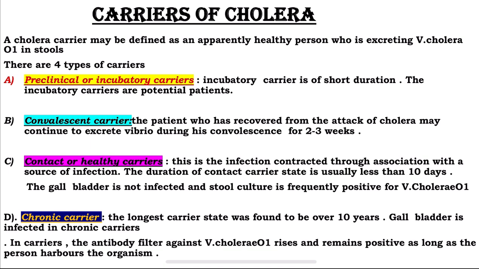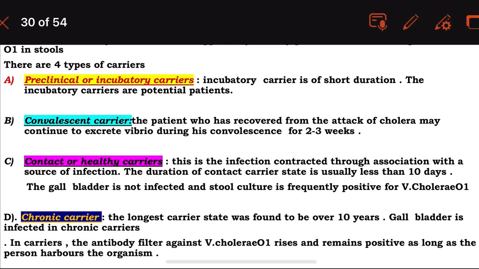We move further to the chronic carriers. The longest carrier state was found to be over 10 years. The gallbladder is infected in chronic carriers. So what happens? The gallbladder gets infected in cases of chronic carriers, whereas in the contact carriers, the gallbladder is not infected. This is the difference they have made here. We need not get confused by it.